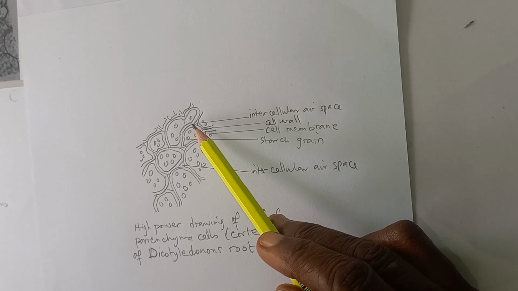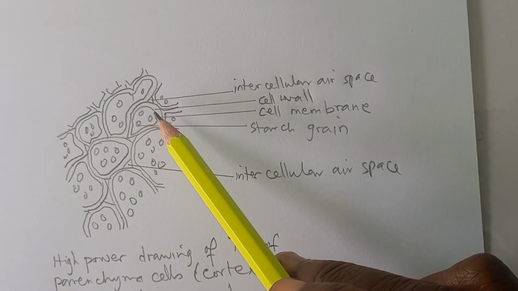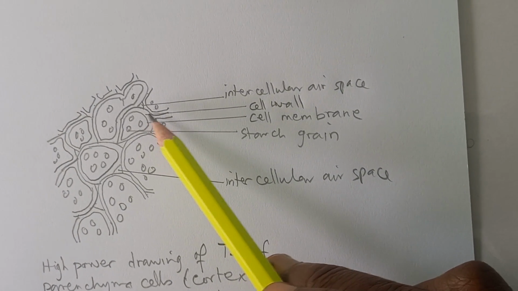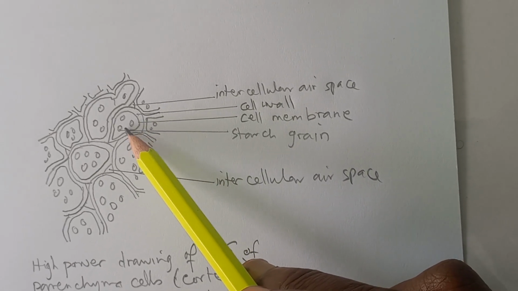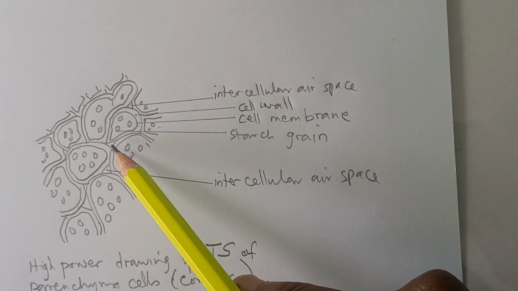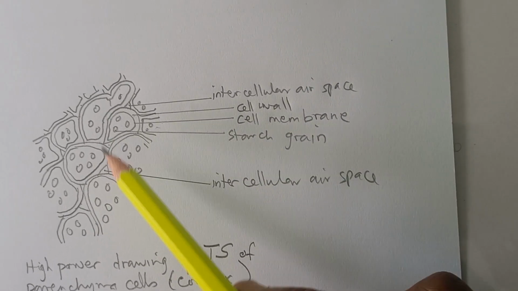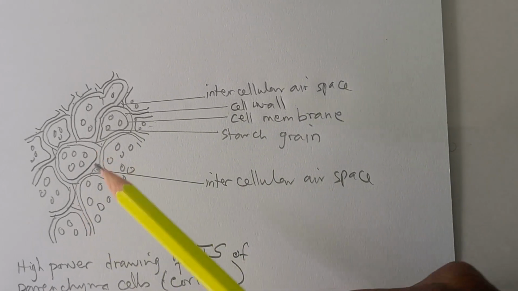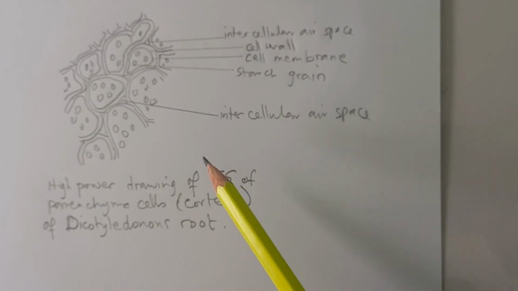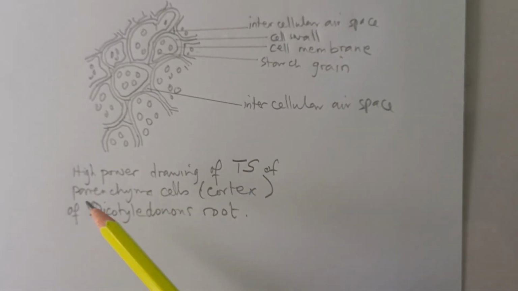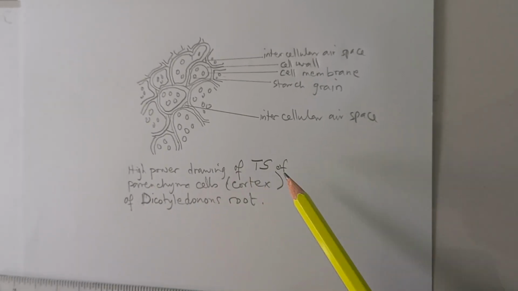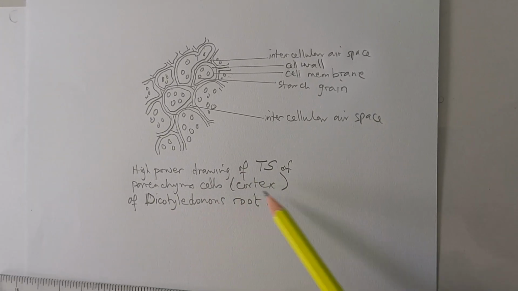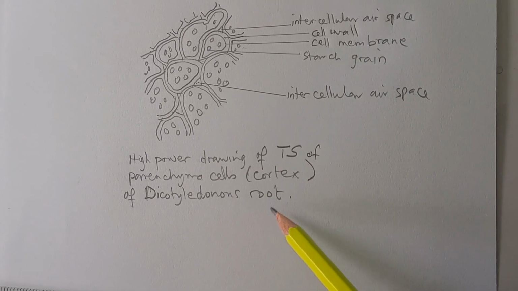We have an intercellular space here. We have the cell wall here. We have the cell membrane. We have some starch grains. We have another intercellular space here. Intercellular spaces. So these are parenchyma tissue. So the title: high power drawing of TS of parenchyma cells, that's the cortex of dicotyledonous roots.